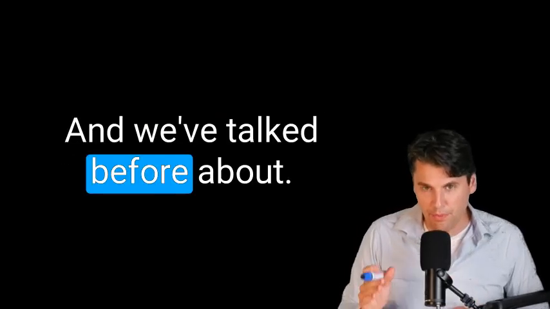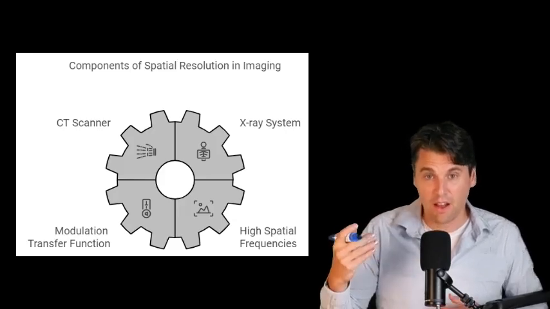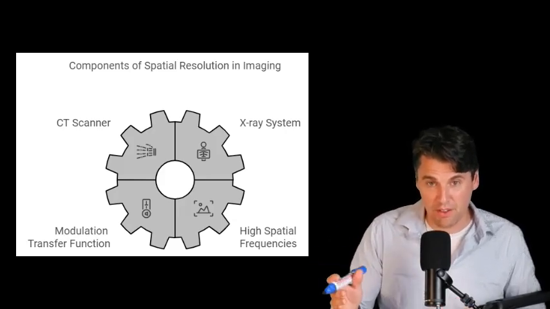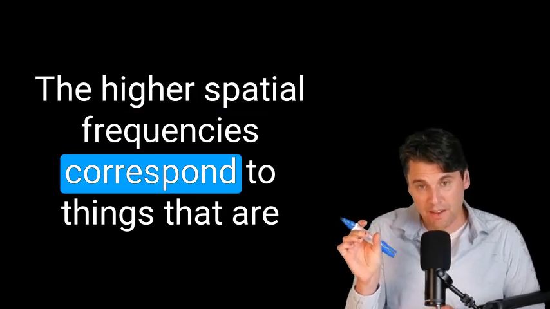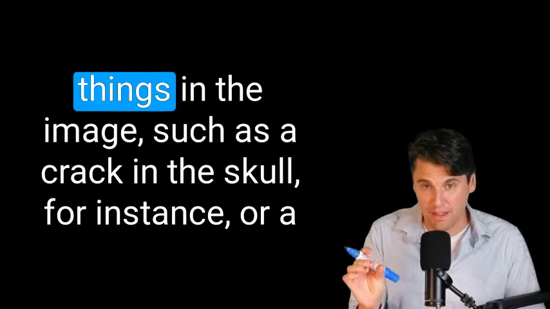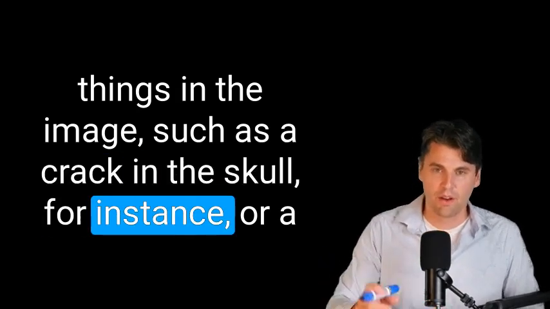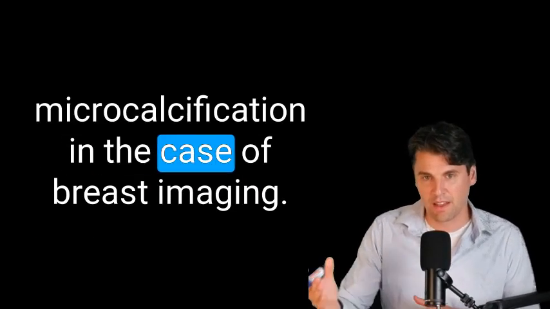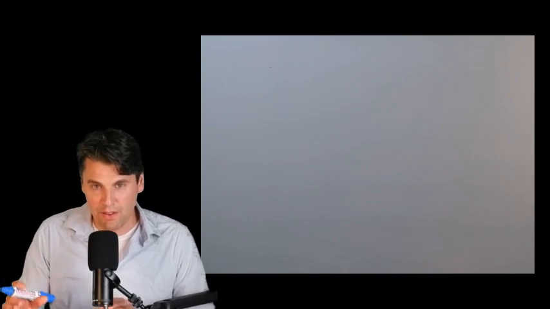We've talked before about spatial resolution in x-ray and also how you measure it with the modulation transfer function. The higher spatial frequencies correspond to things that are smaller in the image, and we want to be able to tell apart small things in the image, such as a crack in the skull, for instance, or a microcalcification in the case of breast imaging. For these tasks, we talk about the spatial frequency.